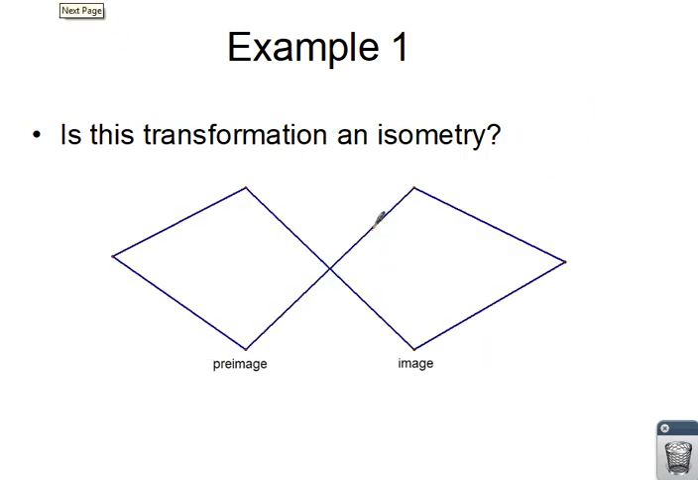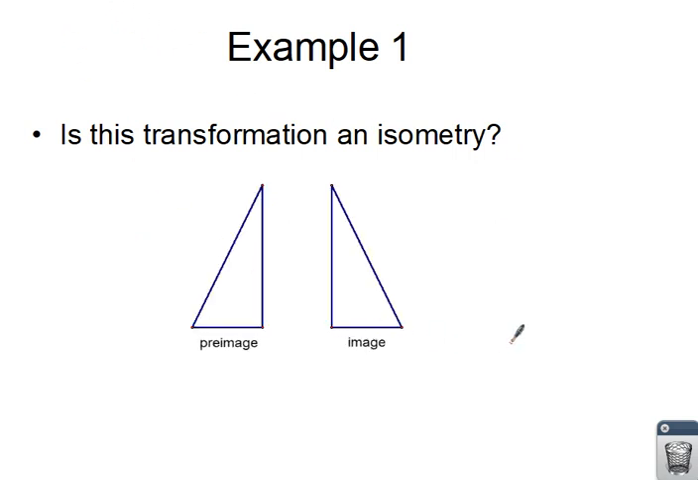Is this one an isometry? This is just a reflection. So the pre-image and the image are congruent. So this is an isometry. How about this one? Another reflection. So yes, it is an isometry.